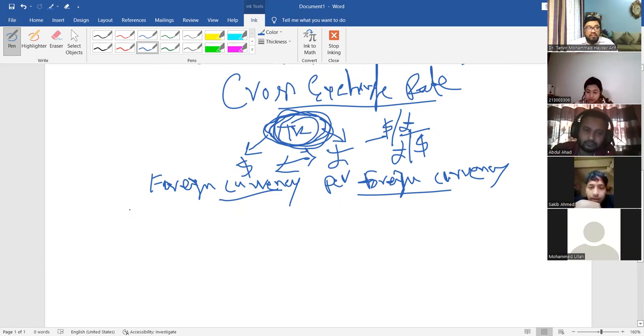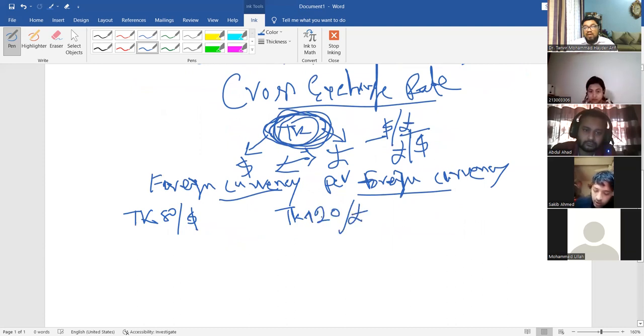Now I'm using an example. Suppose you have taken this information from a bank that today's exchange rate is taka 80 per dollar and taka 120 per pound. This is direct exchange rate, because we know that home currency per foreign currency is direct. So you are given direct exchange rates. How have you collected this?